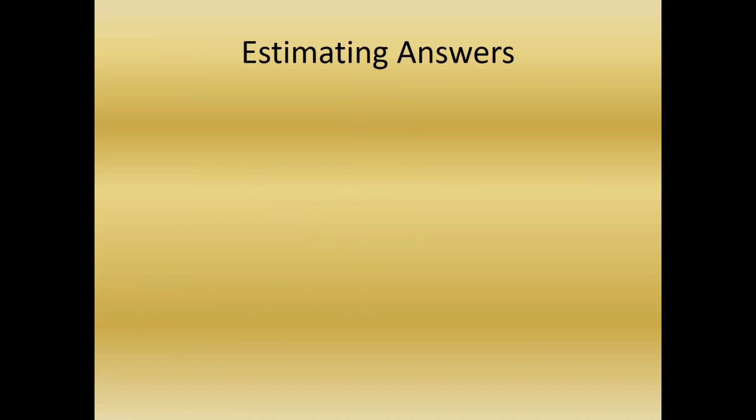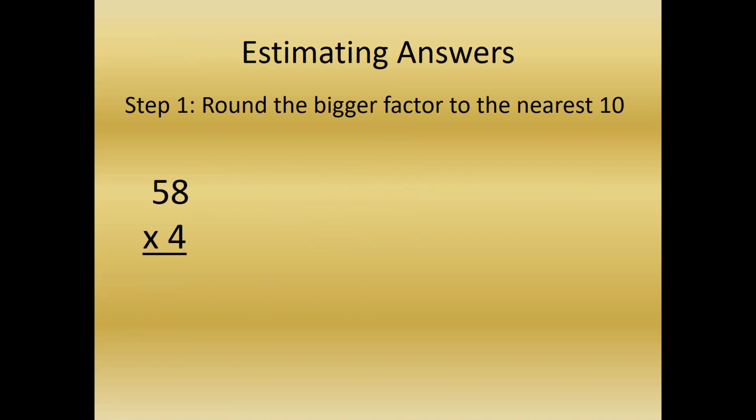And we're just going to quickly go over some estimating because you guys did this yesterday. You guys know what you're doing. We're just going to quickly go over it once again, just for a little refresher. So we have 58 times 4. So we're going to estimate, round the biggest factor to the nearest 10. So it means our 58 needs to be rounded. So we're going to be looking at the number 8 to round it. So 8, does that round up or does that round down? So 8 rounds up. Good job. So it becomes a 60 times 4, not 58 times 4.